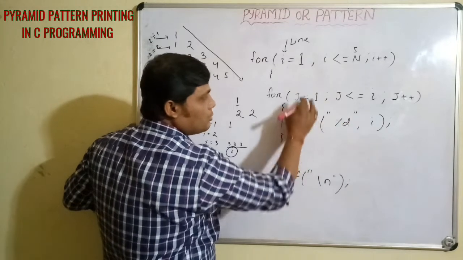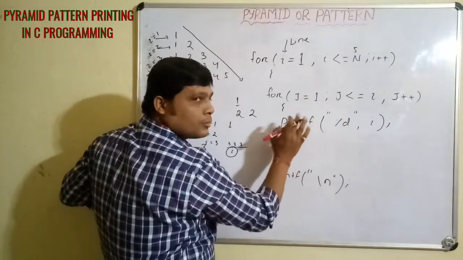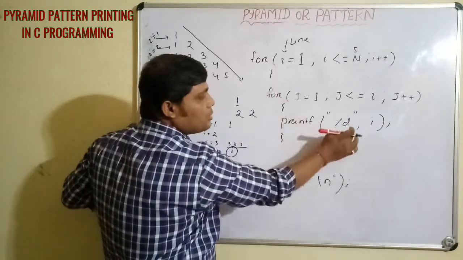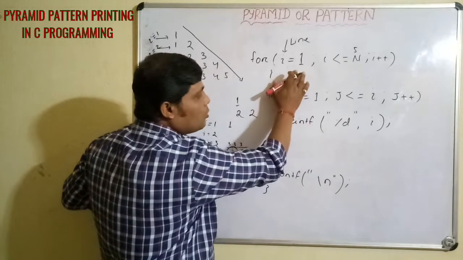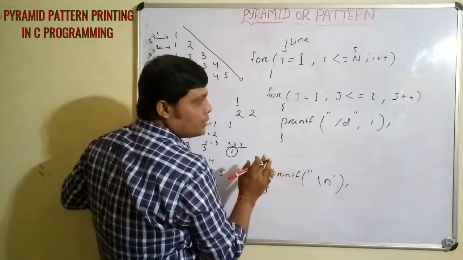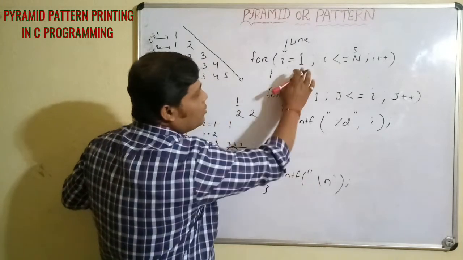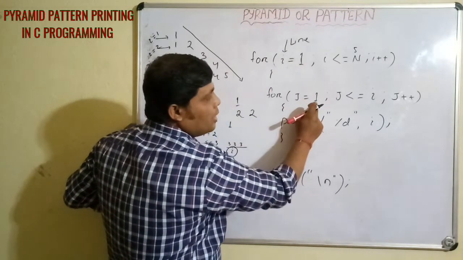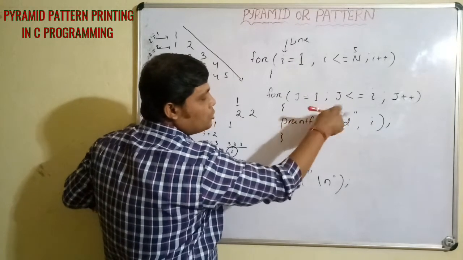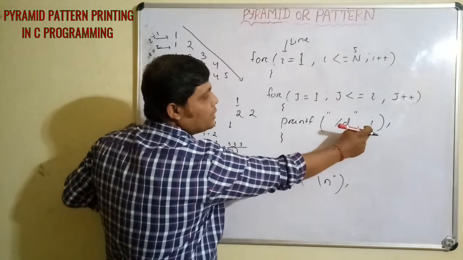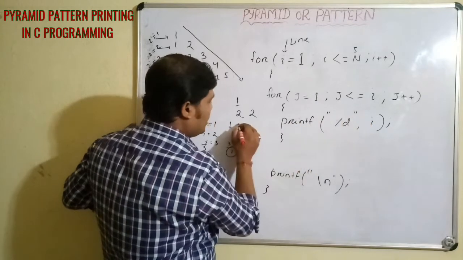Because I value is constant for all J. For all J, I value is constant, because for one I, multiple J is there. Clear? Next line, it will go to the next line. When I value will be 3, it will work for 1, 2, 3. So 3 times this loop will continue and 3 times it will print I, that is 3.